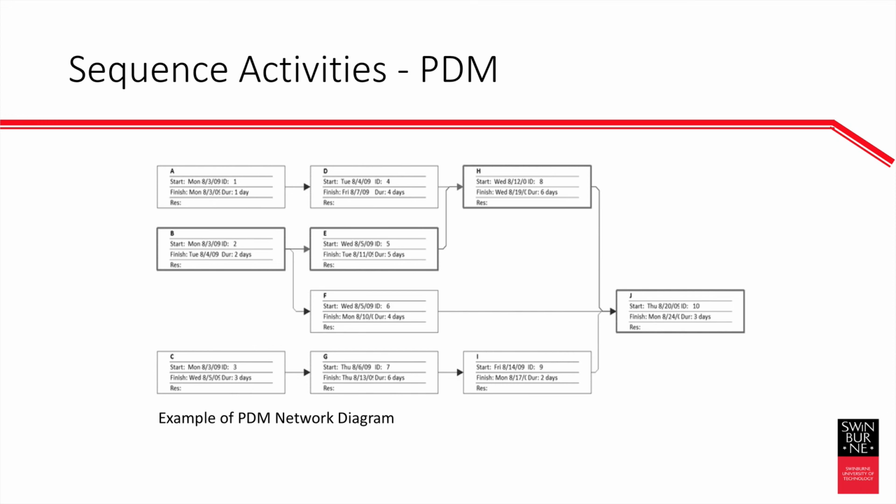And this is pretty much what it looks like. We start with A feeds into B, and D has a dependency on A being finished. E and F can't commence until B has started, and so on.